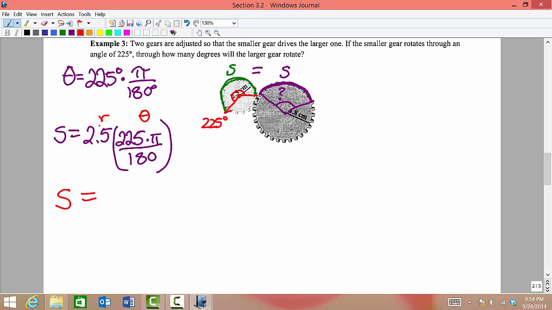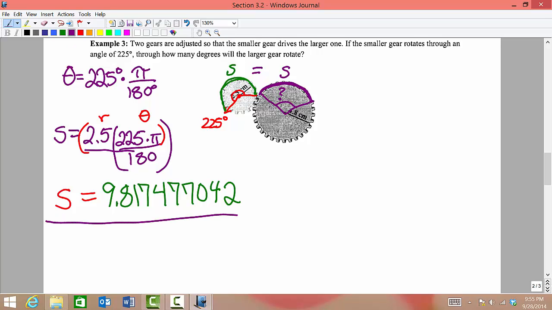Now we're going to put this into our calculator all at once, and once again we're going to multiply all the way across the top. I would recommend putting that in parentheses, and then divide by 180. So I get approximately, and I'm going to use as many decimal places here as I can, and I'm going to leave that in my calculator so that I get the most accurate answer possible. So I don't want to round until the very end. So this is all the information we have for our smaller gear.